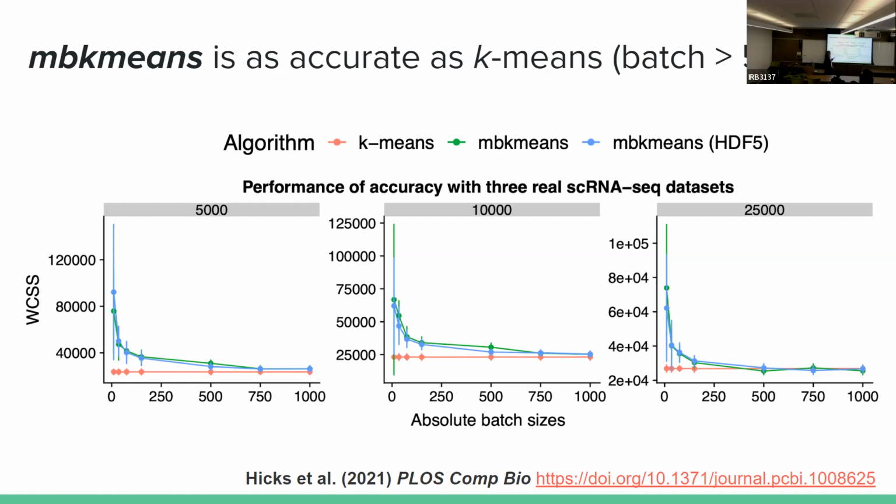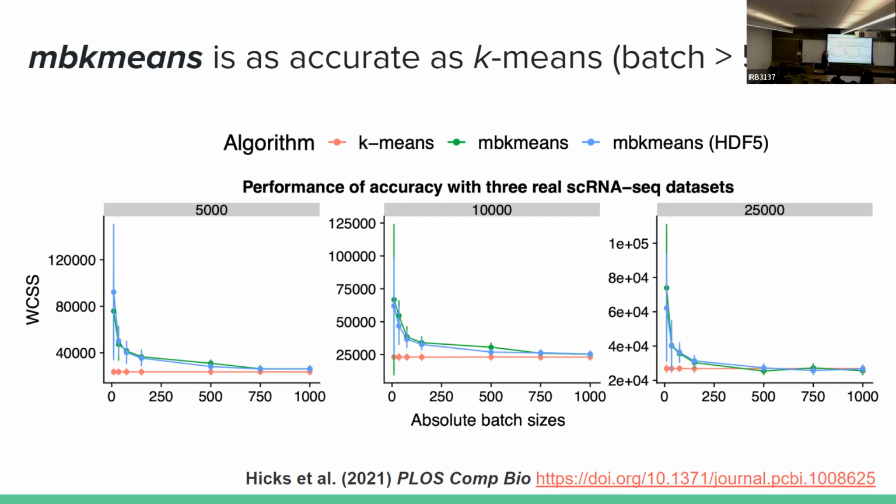Here I'm showing you absolute batch size on the x-axis, for data sets of size 5,000, 10,000, and 25,000, just to give you some flavor of different sizes of data sets. Here I'm reading in 250 observations into memory, and here 500 observations into memory at a given point in the algorithm, due to the batch size. And then this is the within cluster sum of squares criterion, which is often what we use to estimate the accuracy for k-means. What you see is that k-means is flat.